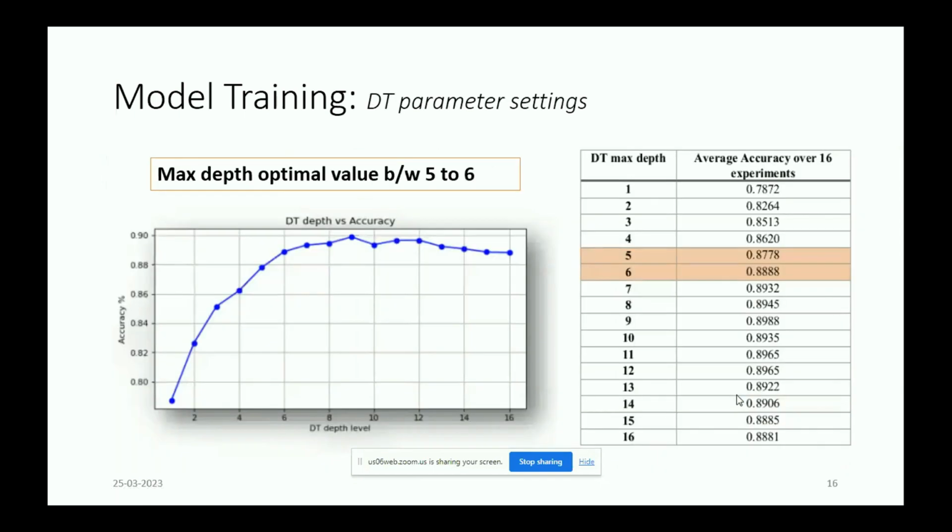To find out the optimal depth for the decision tree, we designed one experiment where on one side we have taken the accuracy, and on the other side we tried out different depths of the decision tree. What we found is, when it reaches 5 or 6, our accuracy was saturating. That is why we have taken the depth equal to 5.